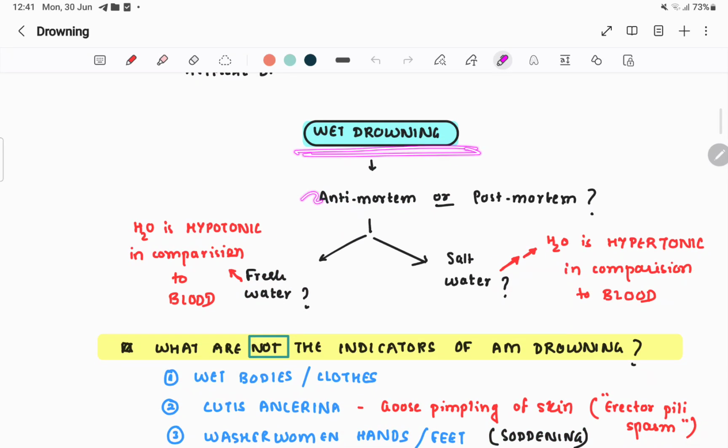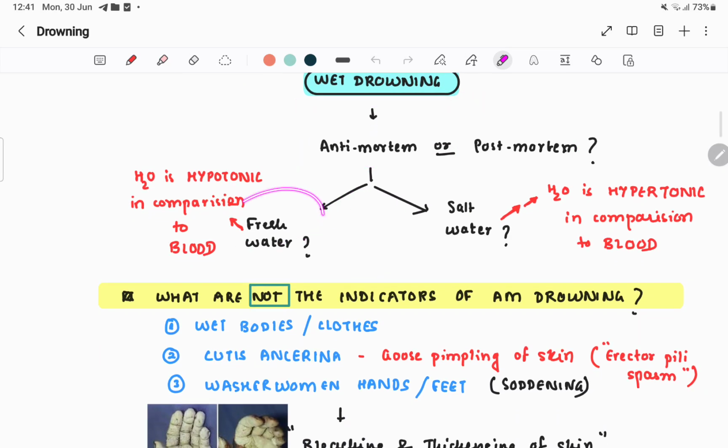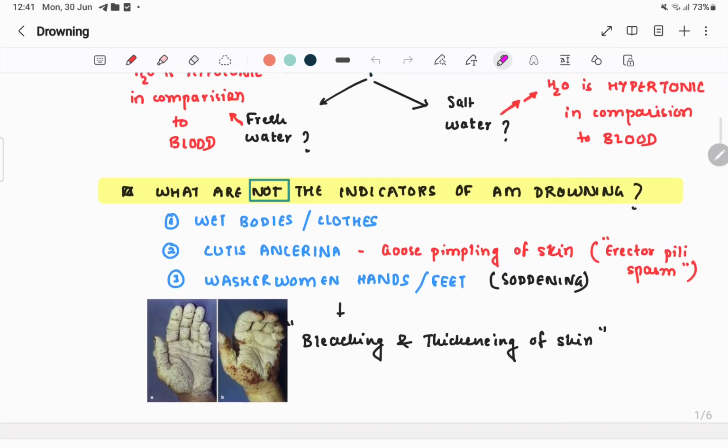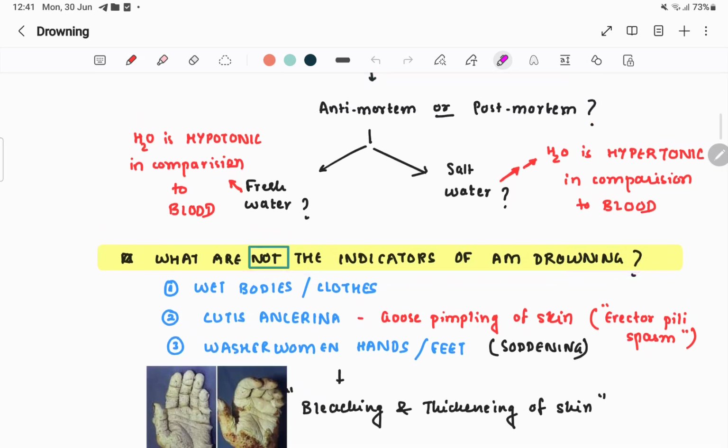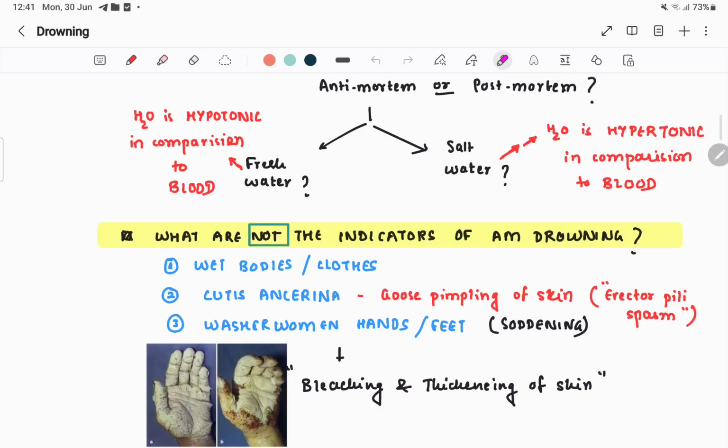In wet drowning, how do we determine if it is antemortem or postmortem? If antemortem, how do we determine if it is fresh water or salt water? What are the indications of antemortem drowning? What are not the indications of antemortem drowning? You can't tell that this is an antemortem drowning.